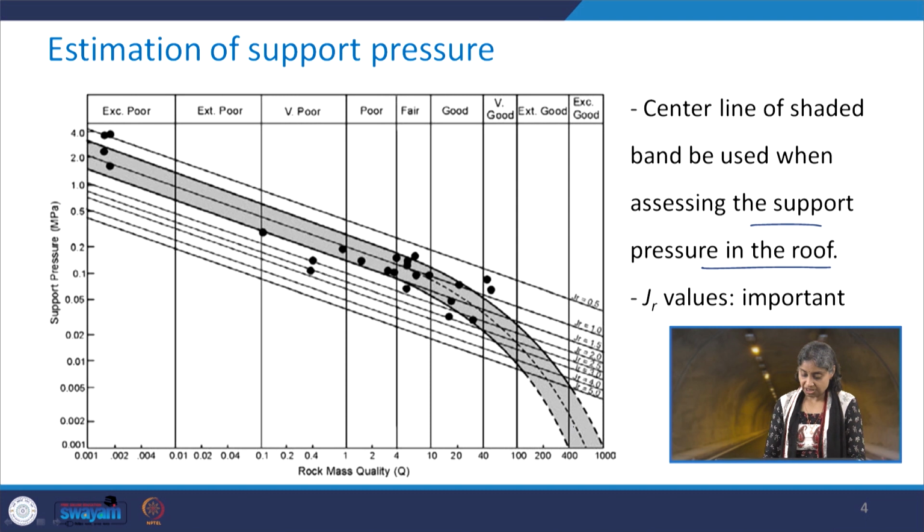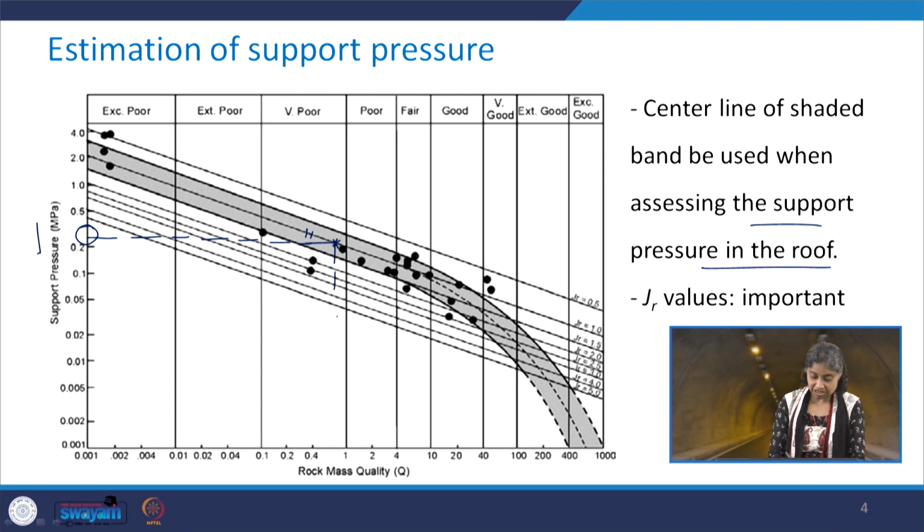Now in case we need to assess the support pressure in the roof, we need to follow the center line of this shaded portion. Based upon the value of the rock mass quality, I take a vertical line from that, and wherever it intersects this center line, I drop a horizontal line from there, and whatever this value is, it is directly the support pressure in megapascal.